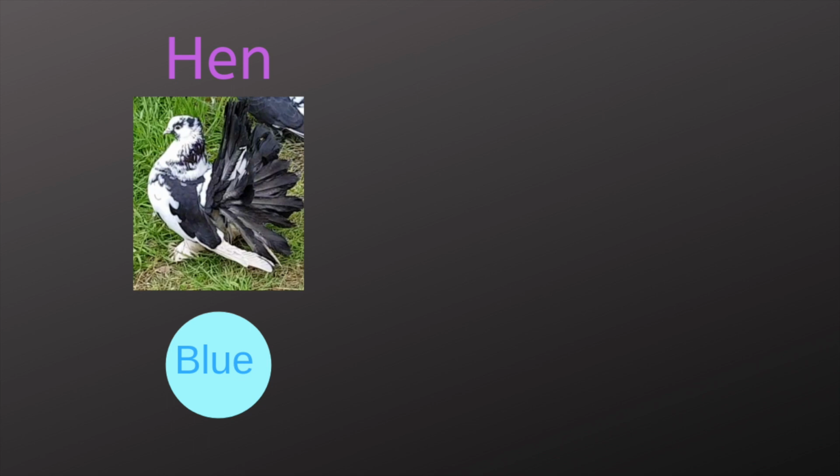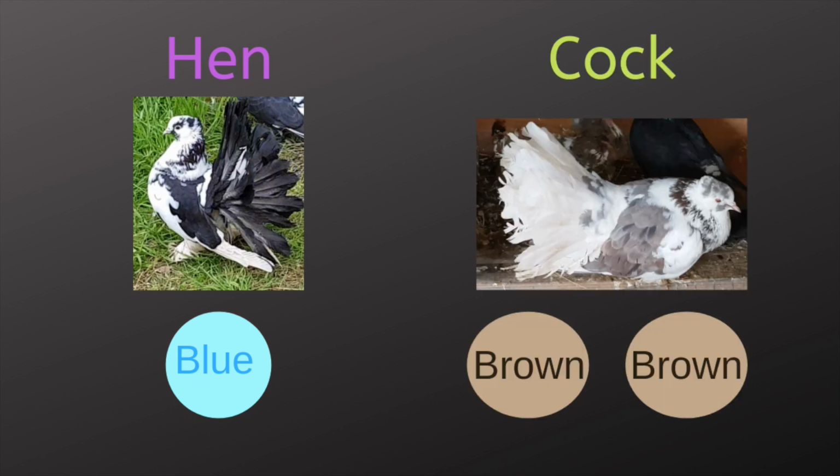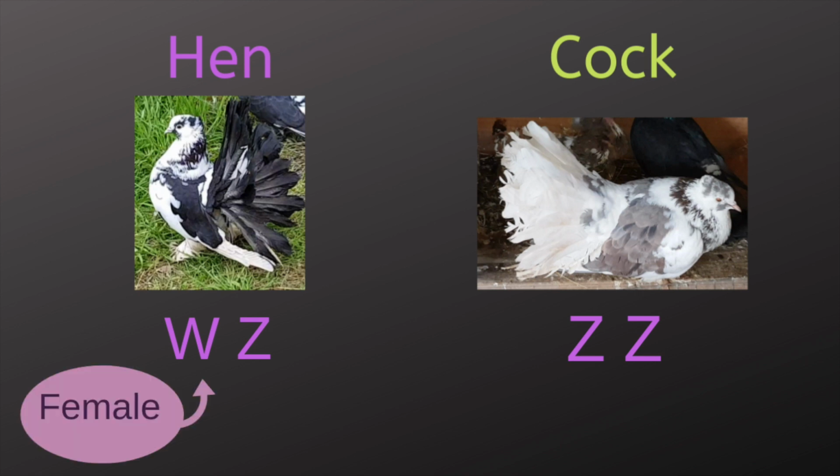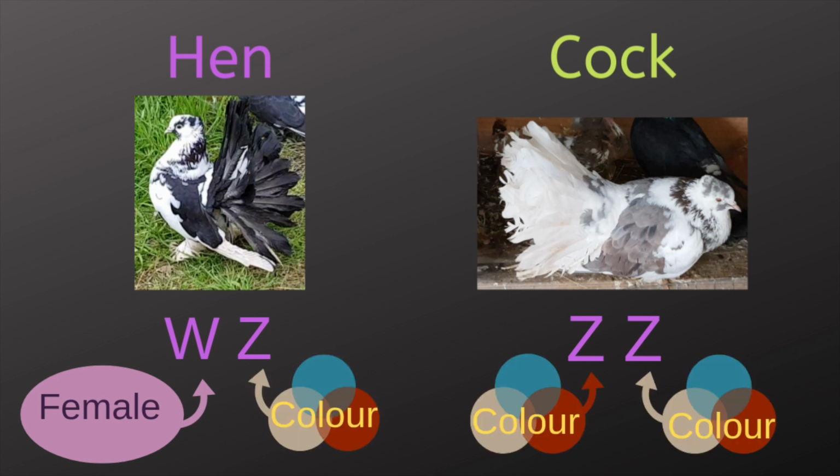Female pigeons have 1 gene for base colour, and male pigeons have 2 genes for base colour. This is because females have 1 Z chromosome and 1 W chromosome, and males have 2 Z chromosomes. The W chromosome only makes the pigeon female. The Z chromosome contains many genes, including base colour.